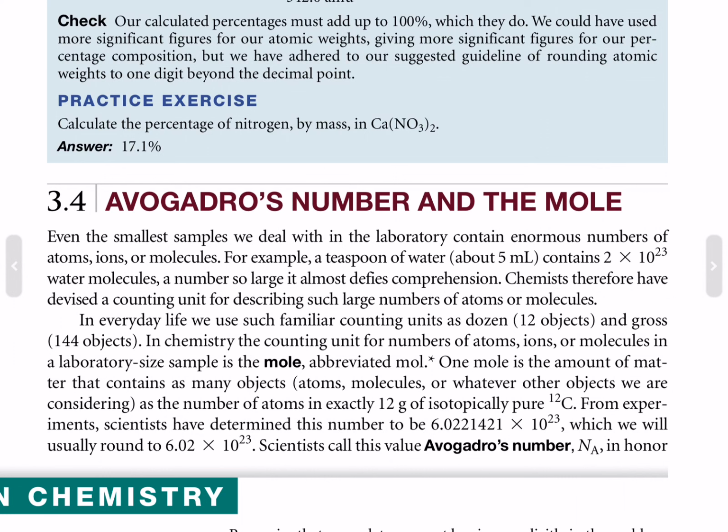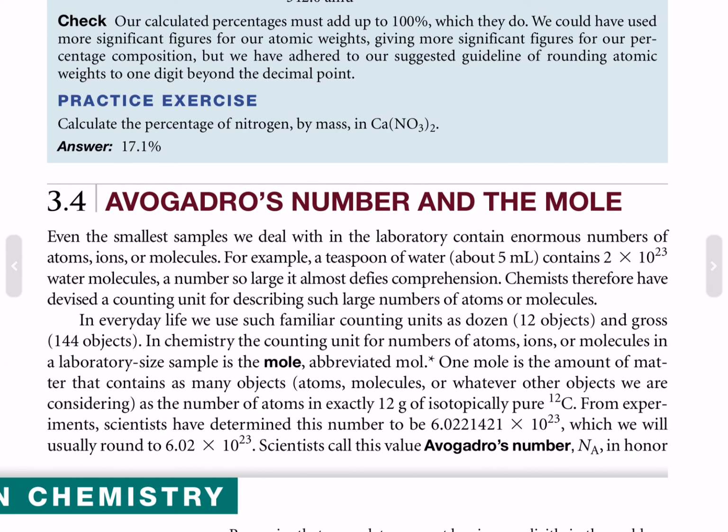Section 3.4, Avogadro's number and the mole. Even the smallest samples we deal with in the laboratory contain enormous numbers of atoms, ions, and molecules. For example, a teaspoon of water, about 5 milliliters, contains 2 times 10 to the 23rd water molecules, a number so large it almost defies comprehension.